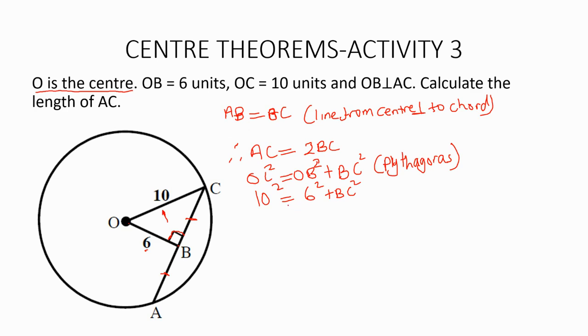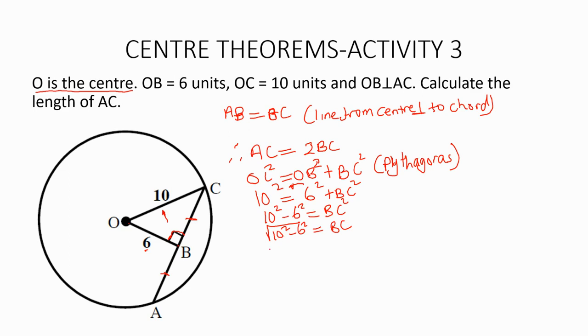I wrote 100 minus 16, but 6 squared is 36, sorry. Why did I get 16? To avoid such mistakes, you do this. Just transpose your 6 squared to this side, so it becomes 10 squared minus 6 squared is equal to BC squared. Then take the square root. Just put this in the calculator. 10 squared minus 6 squared, and we have square rooted both sides here.